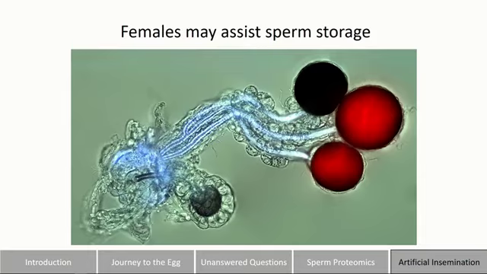The other thing that we glean from this experiment is that since inert components are actually making it to the spermatheca, it may actually be true that females are creating a negative pressure and assisting sperm into storage.